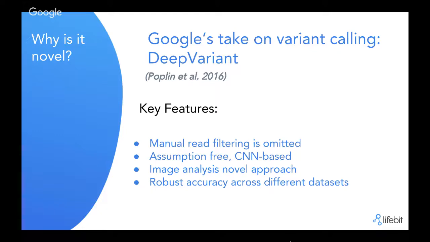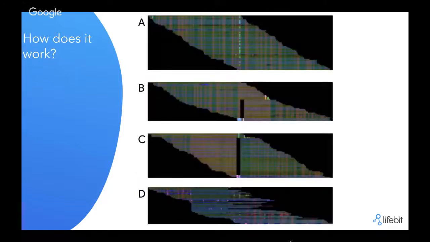It can be trained for specific sequencing technologies, for example. In this case it is a convolutional neural network method, and as I said, it's based on literally pileup images. It has also achieved quite robust accuracy results across different data sets, different technologies, and across different species.